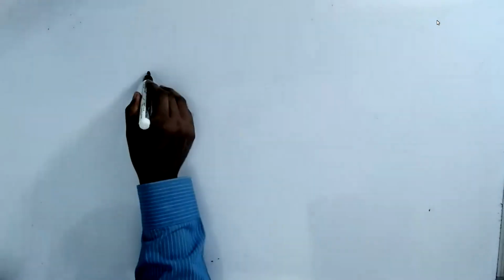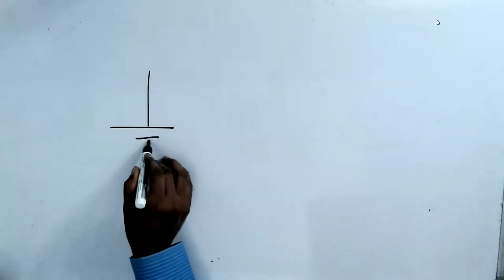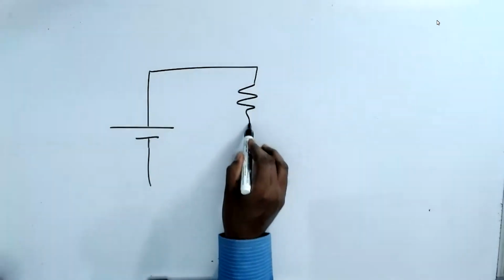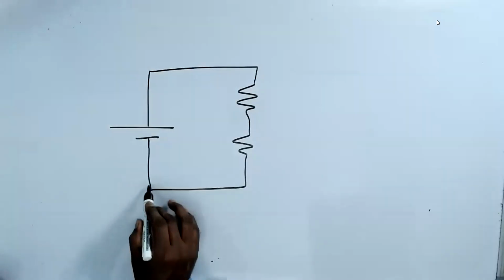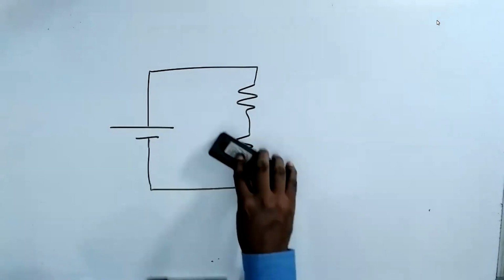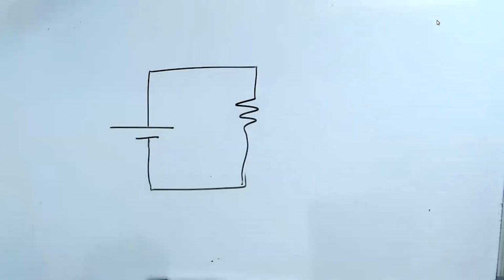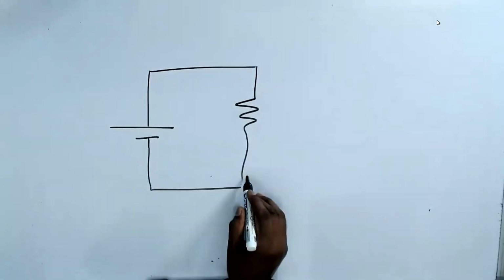Okay, so let's go to the board. I have drawn a battery and a resistor. Sorry, one resistor. We put one resistor.